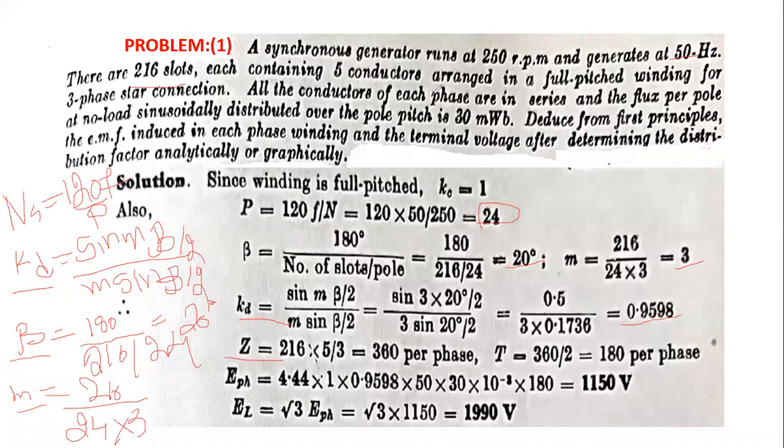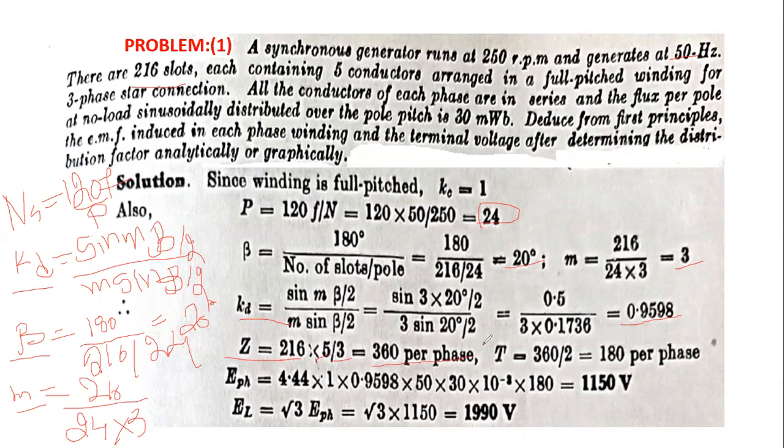After calculating the KD value, we calculate the Z value. What is the formula for Z? There are 216 slots, each containing 5 conductors, arranged in a full pitched winding for 3 phase. That's why Z is equal to the number of slots into conductors per phase. That is, Z is equal to 360 conductors per phase.